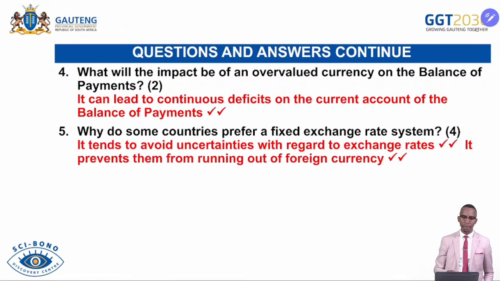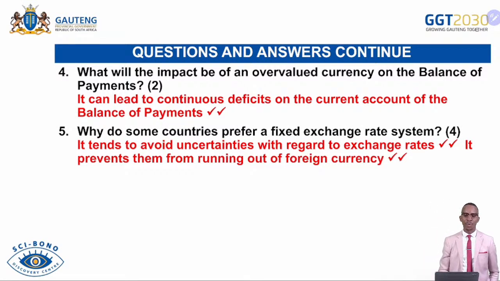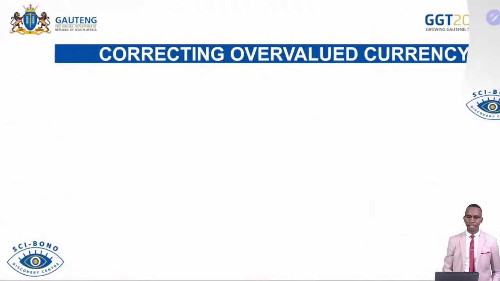We have discussed that. And then why do some countries prefer fixed exchange rate? They are doing that in order to reduce uncertainties in the economy. It tends to avoid uncertainties with regard to exchange rate, and prevent them from running out of the foreign currency.